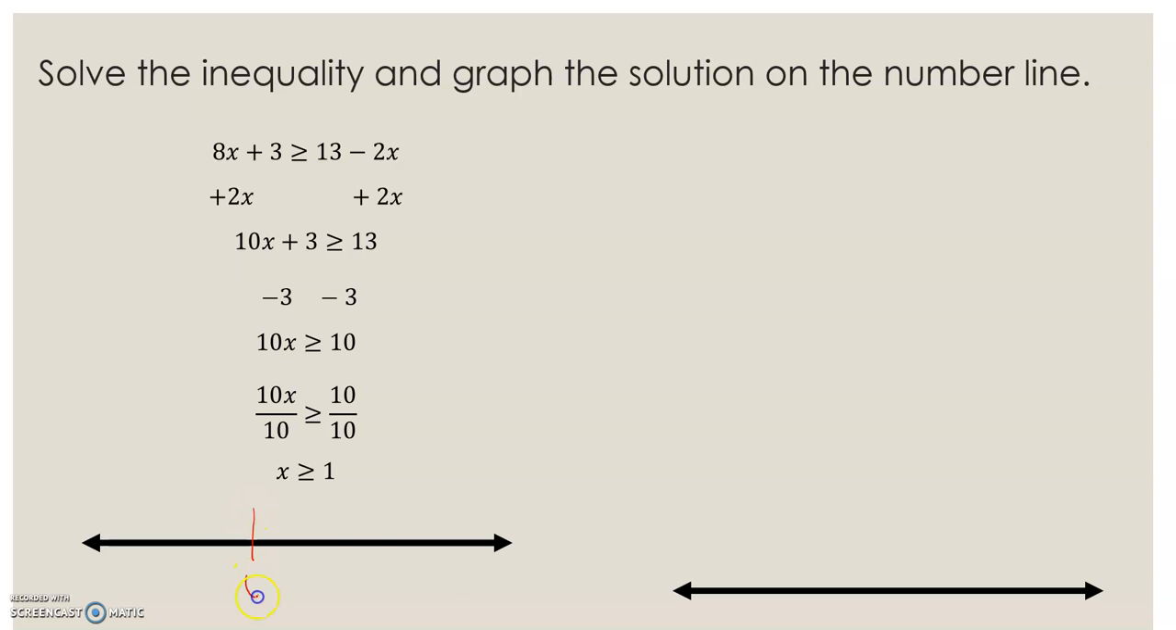Go ahead and put a 0 and a 1. It's equal to 1, so it'll be a closed circle. Numbers greater than or equal to 1 are to the right.